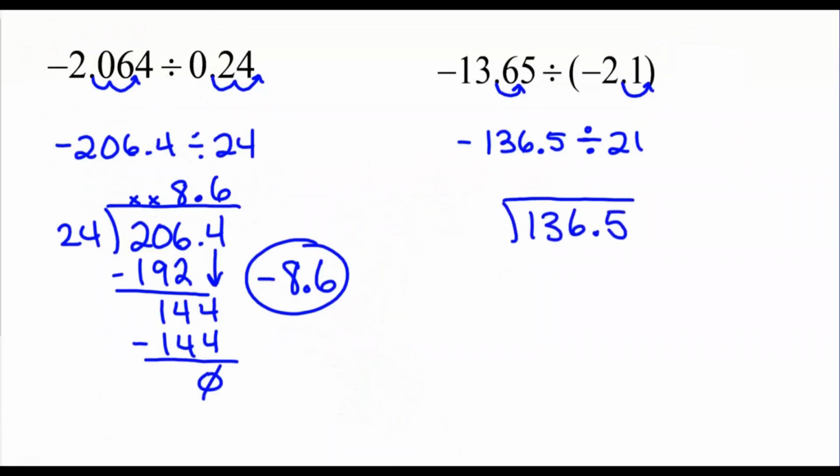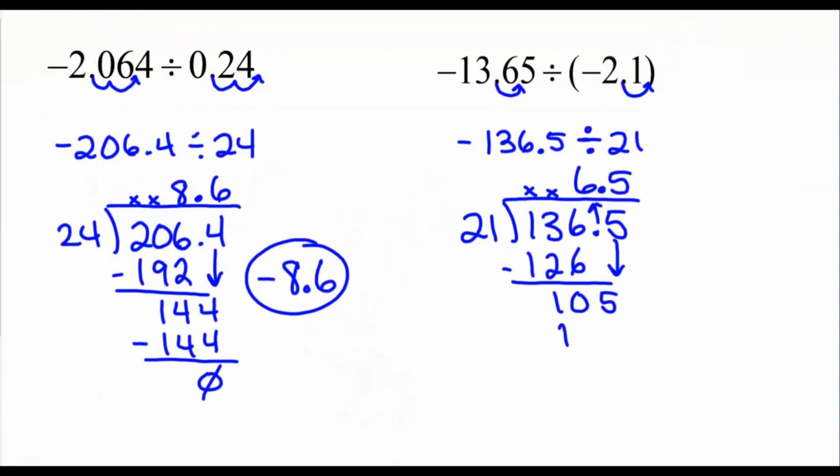136.5 divided by 21. 21 does not go into 1, it does not go into 13, but it does go into 136, and it goes in 6 times. 6 times 21 is 126, with the remainder of 10. Bring the decimal up, bring the next number down, and 21 goes into 105 5 times. 5 times 21 is 105 with a remainder of 0. So we are done dividing.